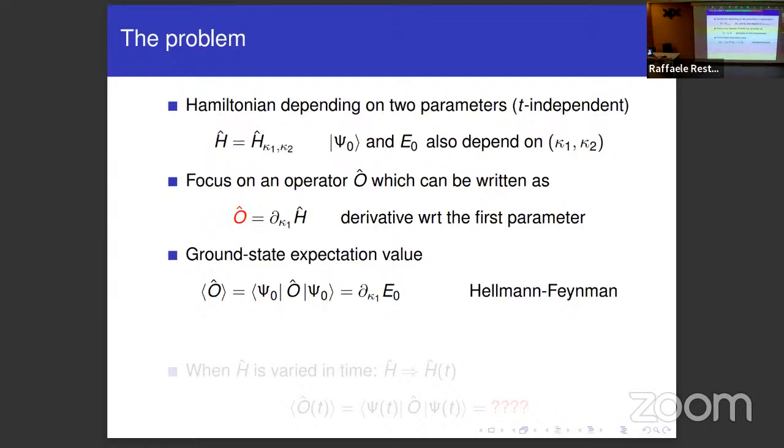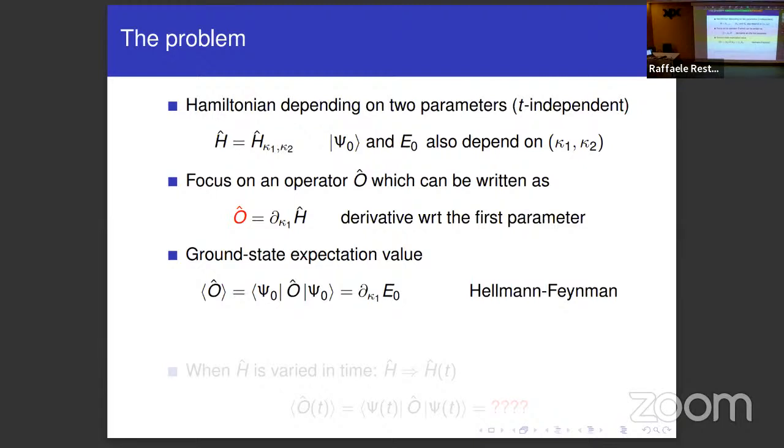I will not write the parameter here in order not to introduce Baroque notation, but keep in mind that those have a dependence. Suppose that an operator can be written as the derivative of the Hamiltonian with respect, for instance, to the first parameter. And then you are interested in the ground state expectation value of this observable, of this operator, this one. Clearly, this is simply the derivative of the energy. This is the Hellmann-Feynman theorem, nothing new.